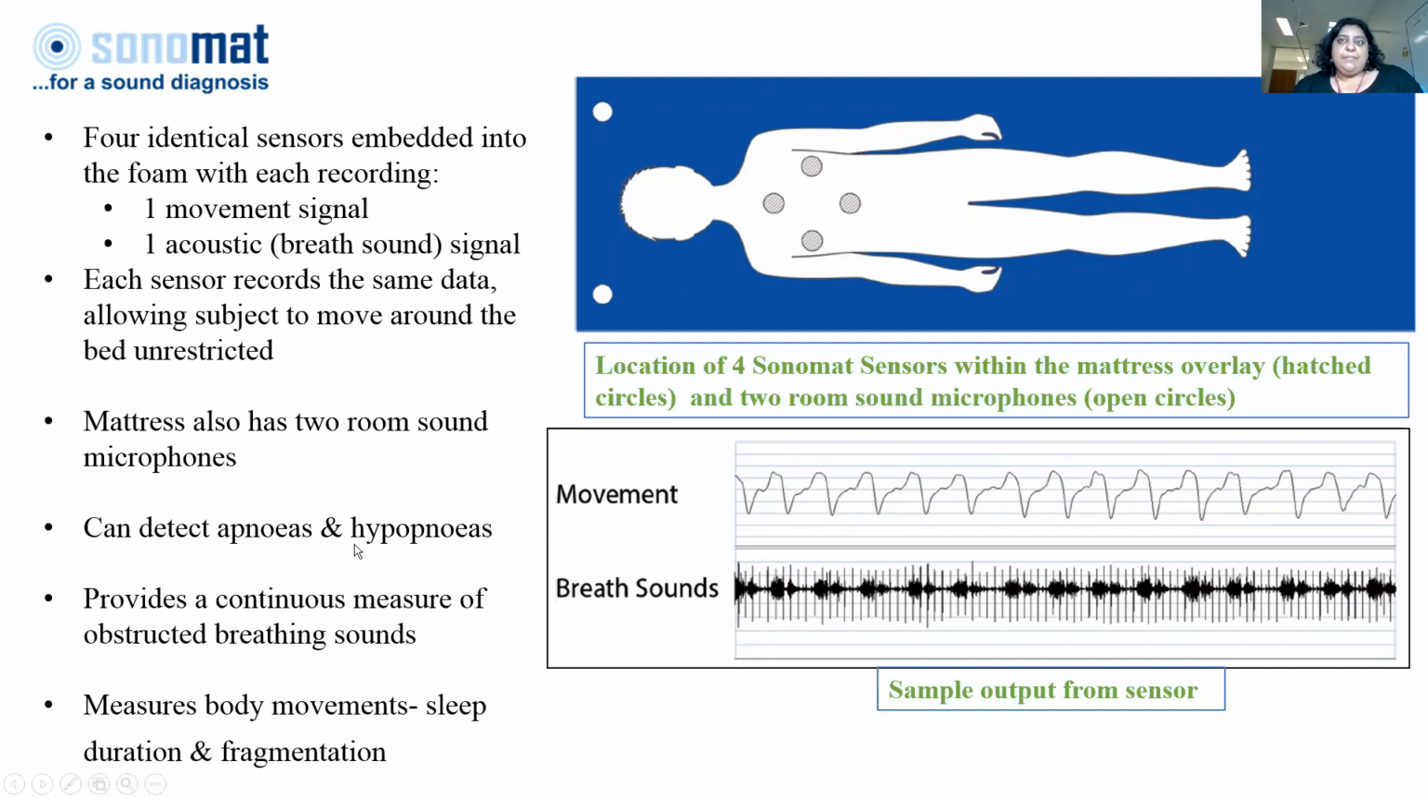You can detect apneas and hypopneas in a similar way to how we do on a sleep study, using the movement and the breath sounds. Importantly, it provides a continuous measure of obstructed breath sounds, which is something that the sleep study actually lacks. And this is more typical of what we see in children with obstruction. It also measures body movements, so it gives us an idea of sleep duration and fragmentation.